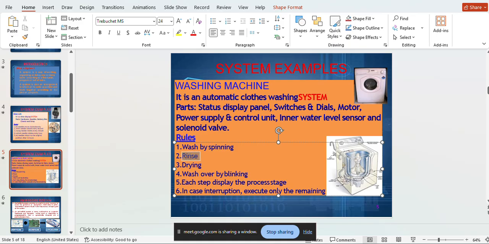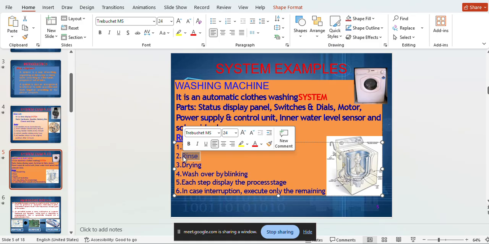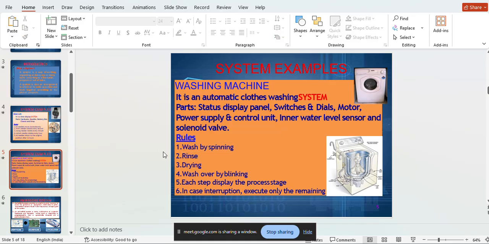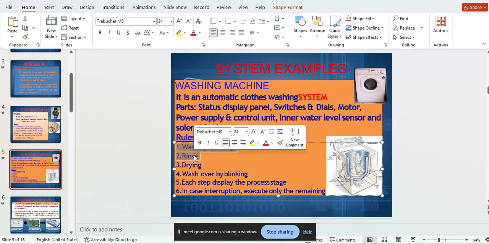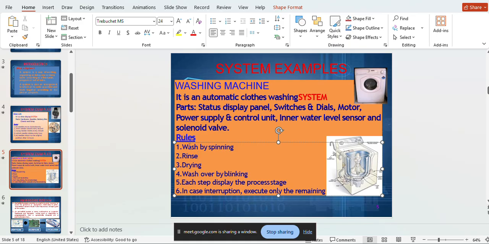Then rinse is nothing but removing the maximum water content in the cloths. This action will be done in the washing machine, and it should only be done after the washing, not before the washing. First there should be cloth washing, and then comes the rinse. Then after the rinse there will be a dryer, in which hot air will be blown onto the cloths.